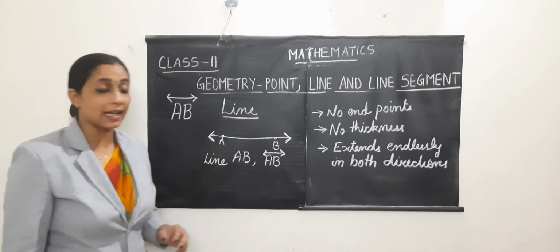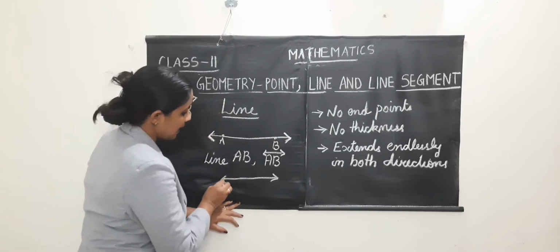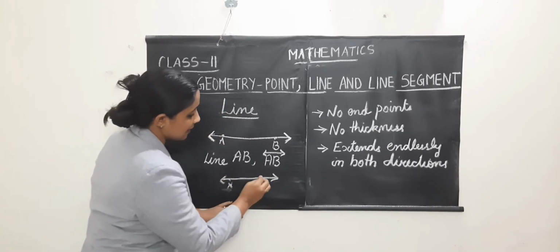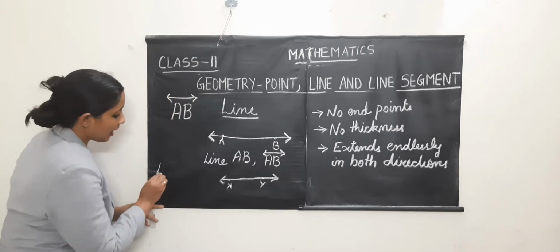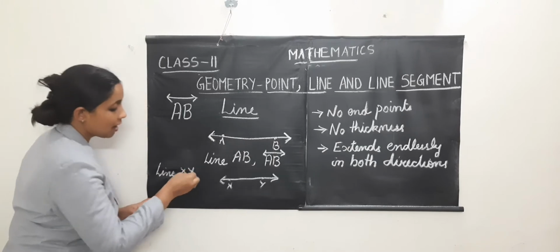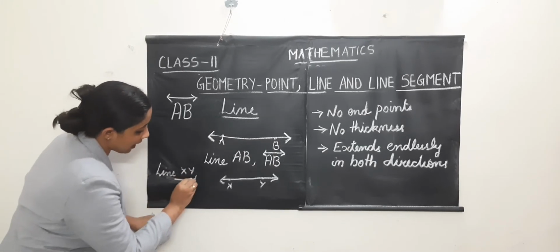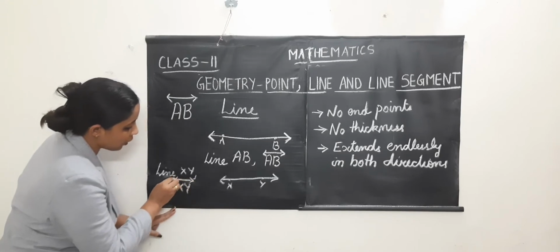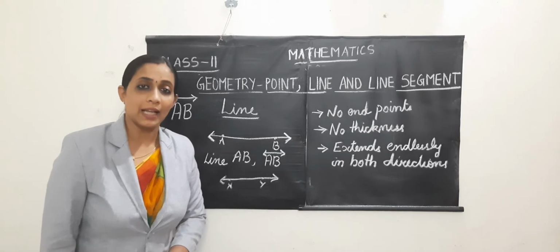It can be line XY. You can draw another line X, Y. How will you write it? Line XY, with arrows on both ends. This is how you denote a line.